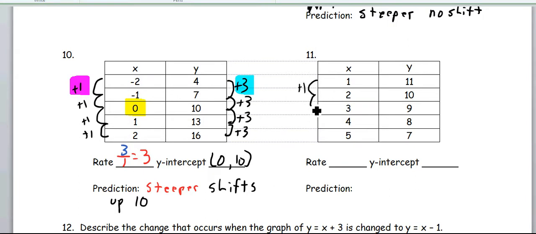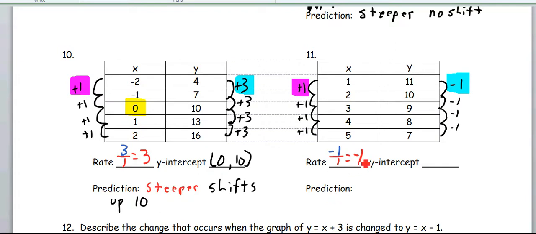All right. Let's look at number 11. That's plus 1, plus 1, plus 1, plus 1. Oh, look, to go from 11 to 10, I need to subtract 1. 10 to 9 is subtract 1. 9 to 8 is subtract 1. 8 to 7 is subtract 1. So when I put my y over my x, I end up with negative 1 over 1, which is negative 1.